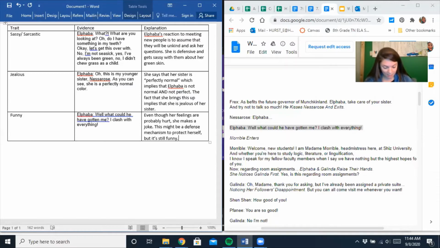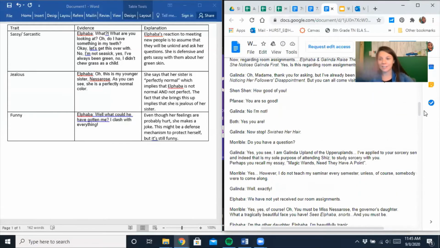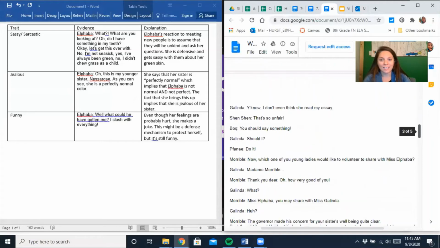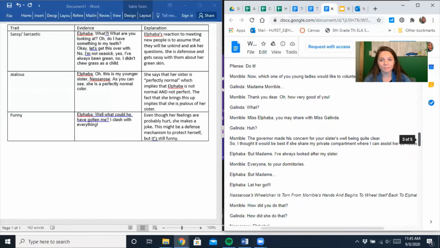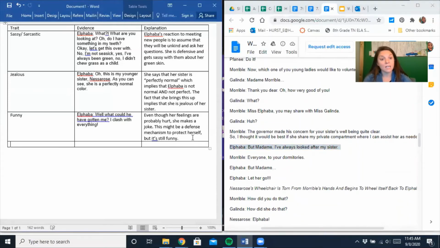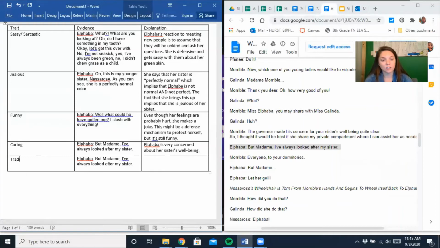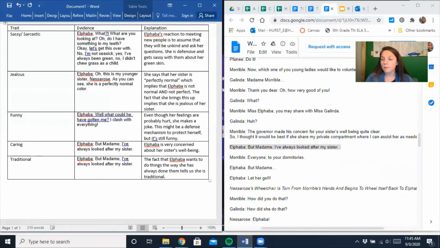And then we meet Galinda, and they're talking about rooms, and Galinda accidentally volunteers to be Elphaba's roommate, and Elphaba says, but madame, I've always looked after my sister. And I think this could tell us a couple of things. First of all, Elphaba is very concerned about her sister's well-being, which tells us that she's caring. I think it also tells us that she's traditional. The fact that Elphaba wants to do things the way she has always done them tells us she is traditional. Okay?